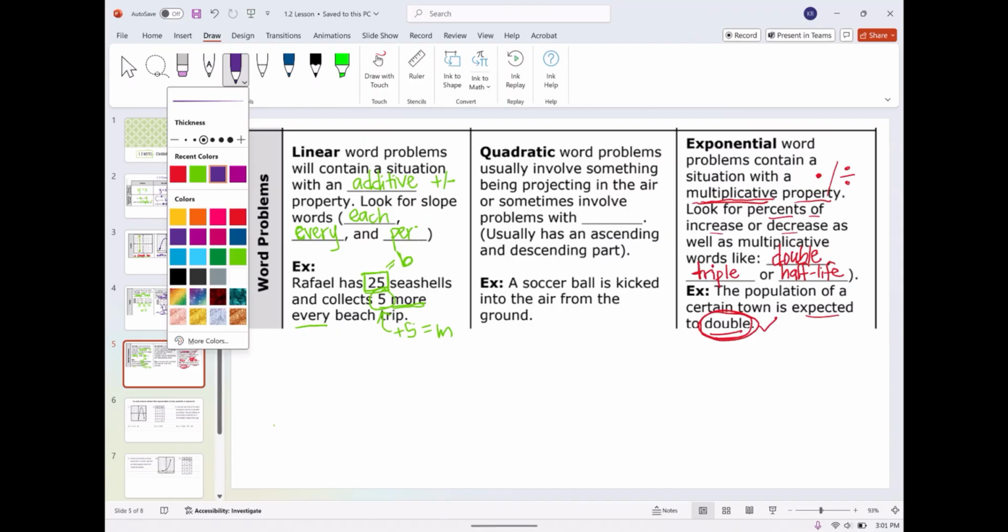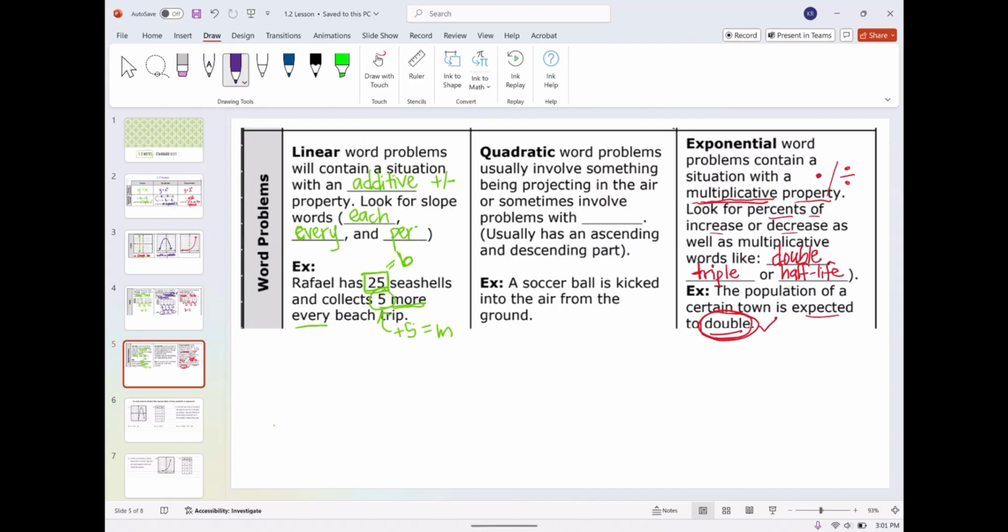Now we're going to look at our new one, the quadratic word problems. Now these happen all the time. These are word problems that involve something being projected in the air, so thrown in the air, launched, whatever it may be. Or they also sometimes involve problems with area, because area is units squared, so that's where the x squared comes from.